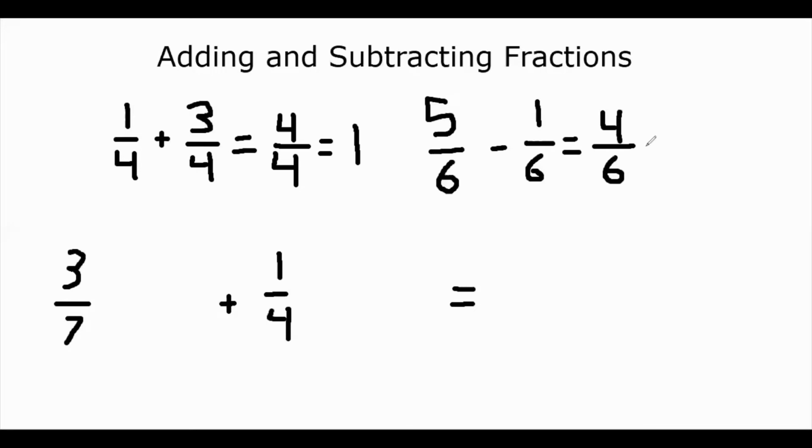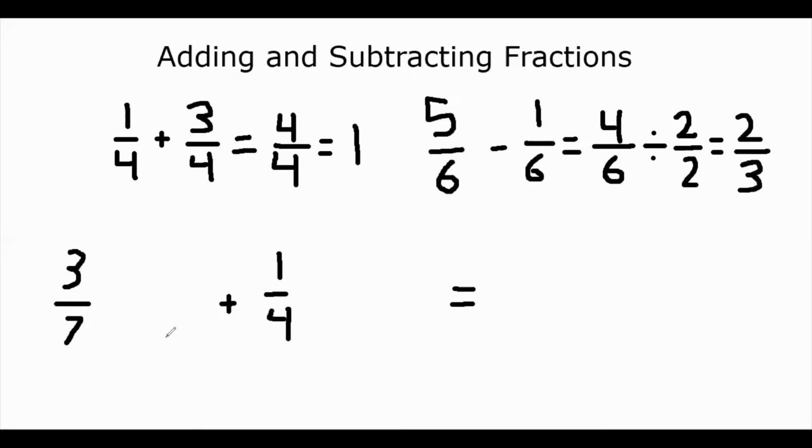When you have a fraction where the top number and the bottom number can be divided by the same number, that means you can reduce it. So in this case, we have 4 and 6, which are both divisible by 2. So 4 divided by 2 is 2. 6 divided by 2 is 3. So our final answer is actually going to be 2 over 3.